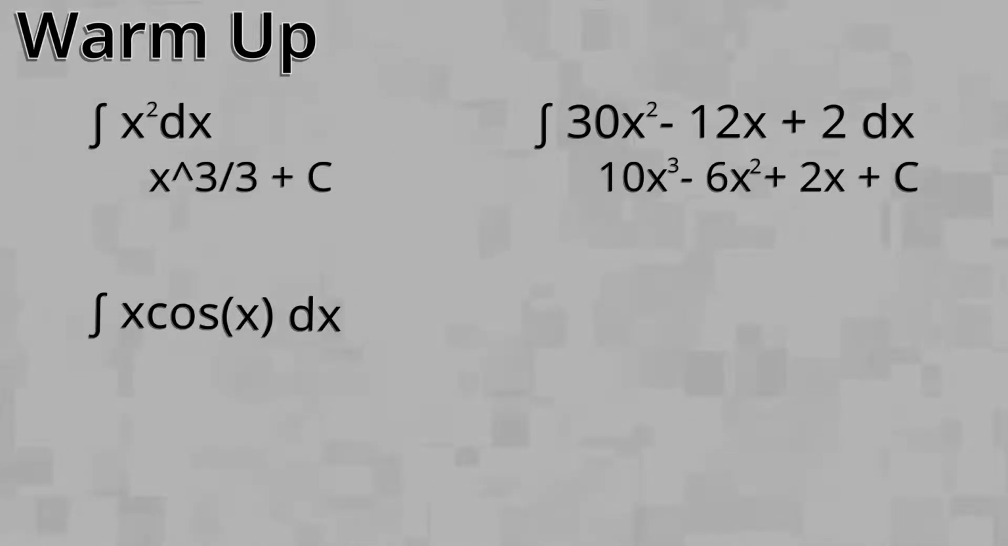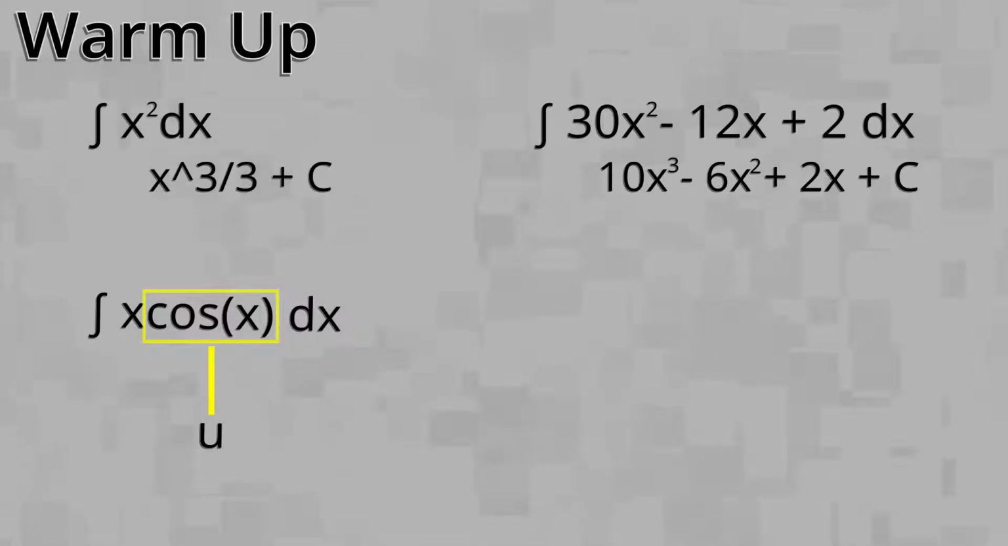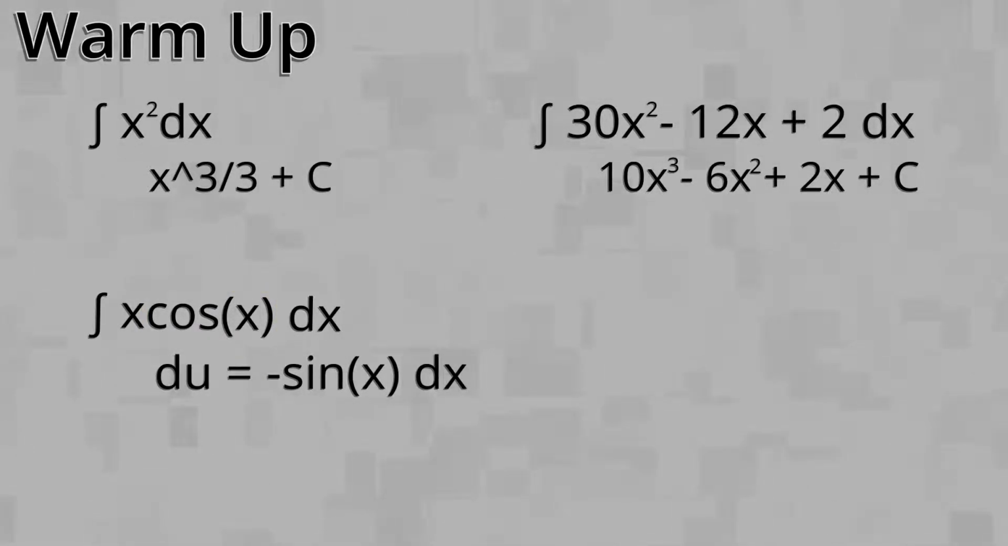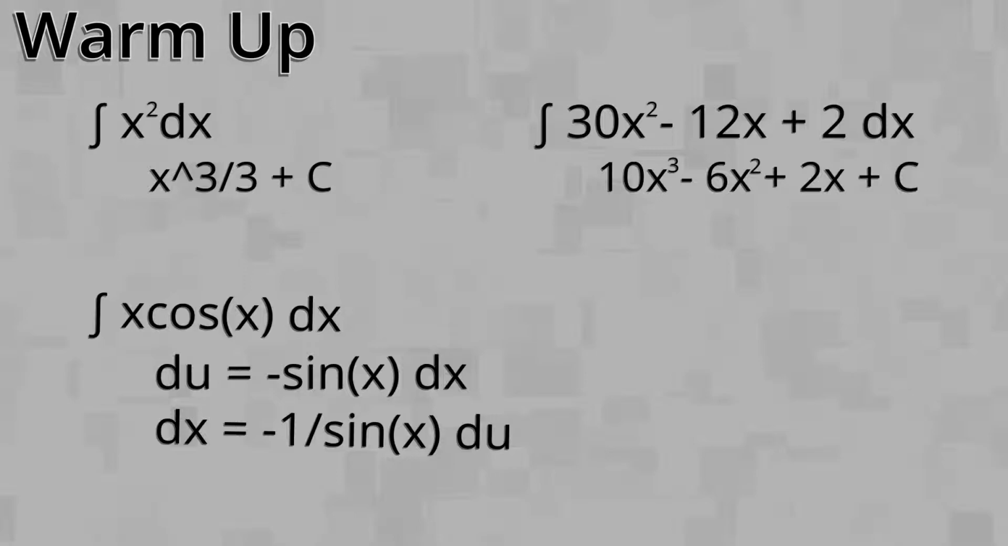The integral of x cos x dx. Well, let's try to use u substitution first. Let's set u to cos x and solve. So we get du is negative sine x dx, which means that dx is negative 1 over sine x. Normally, the next step would be to plug back in, but negative 1 over sine x won't cancel out with any of the original terms. If that's the case, we'll need to solve by integrating by parts.